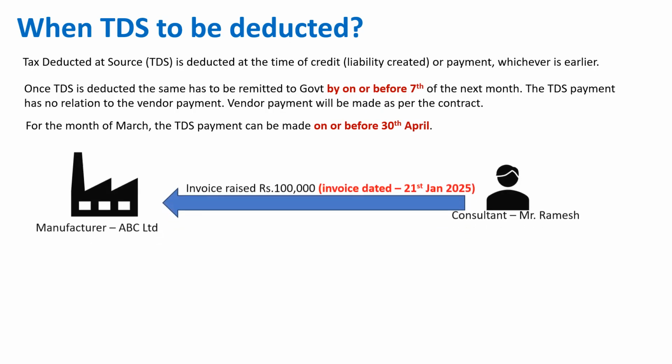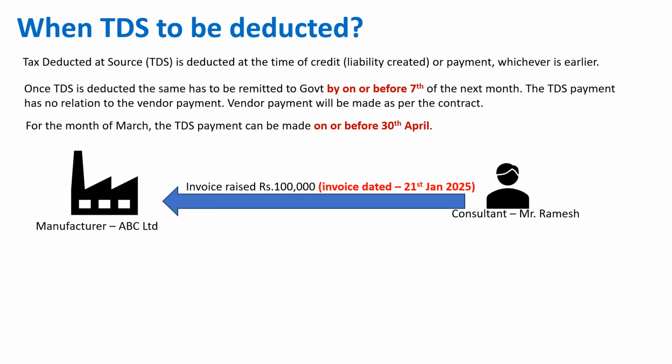Now let's try to understand the same example I explained in the previous slide, now with the dates, so you will have more clarity. Similarly, we have ABC Limited. Mr. Ramesh raised an invoice for rupees 1 lakh, and the invoice was dated 21st of January 2025. The credit period given by Mr. Ramesh is 60 days. So what is the meaning of credit days? That means the manufacturer ABC Limited will make the payment to consultant Mr. Ramesh 60 days after the date of invoice, and the date of invoice here is 21st of January.